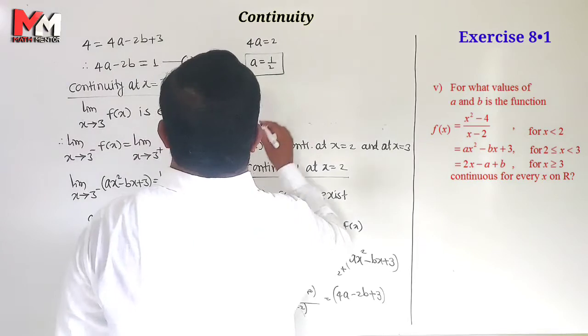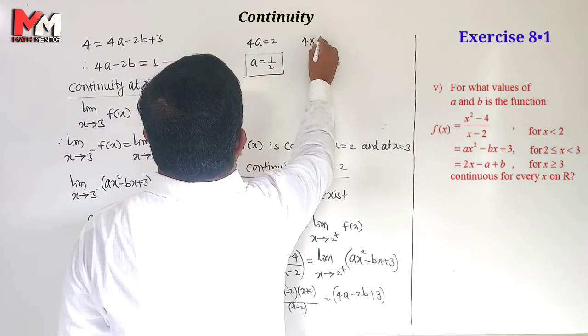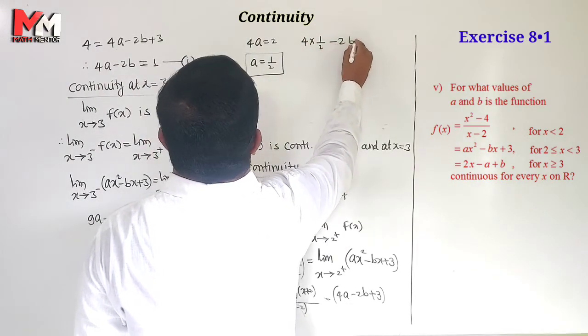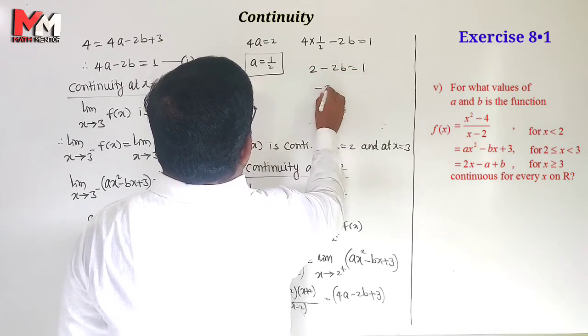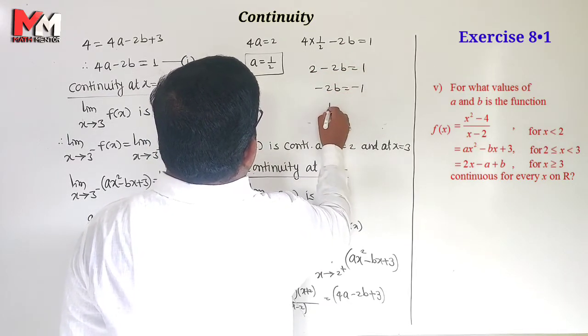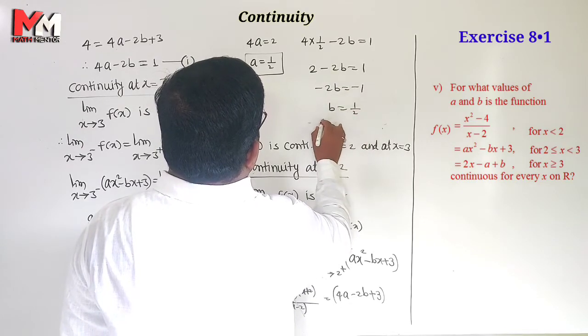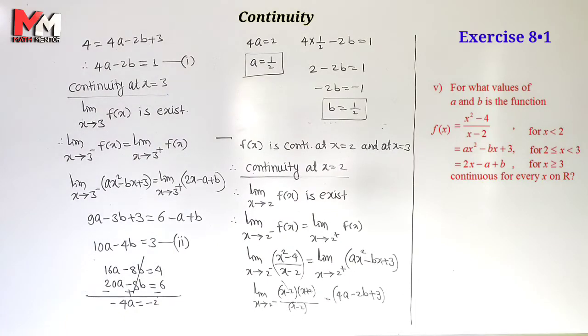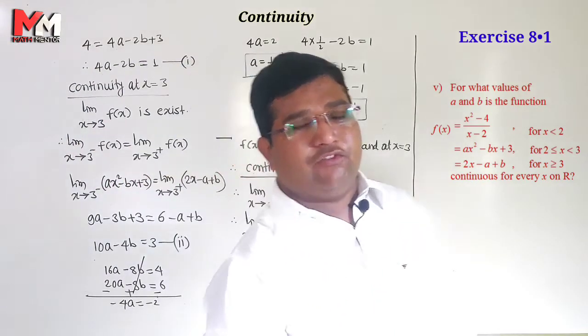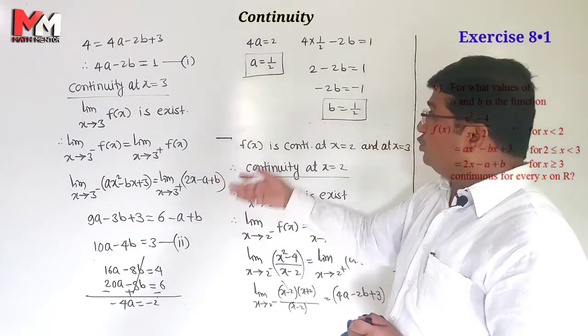Put value of a is 1/2. Therefore 4 into 1/2 minus 2b is equal to 1. So 2 minus 2b is equal to 1. Minus 2b is equal to minus 1. So b is equal to 1/2. So a is 1/2, b is 1/2. 2 minus 1, correct. a 1/2 or b 1/2. So these are the values. Check करो. This is a simple process to solve the equations.